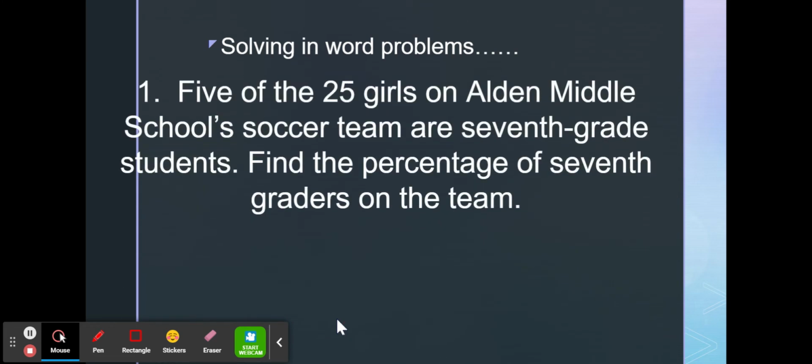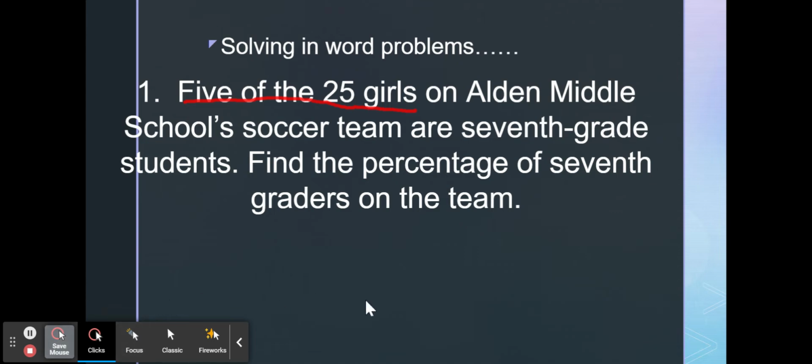So, your first problem says 5 of the 25 girls on Alden Middle School's soccer team are 7th grade students. I need to find the percent of the 7th graders on the team. So, this is the important information right here. I have 5 of the 25 girls. So, I know that that 25 is indicating the whole amount of girls on the team, and 5 of them are 7th graders.